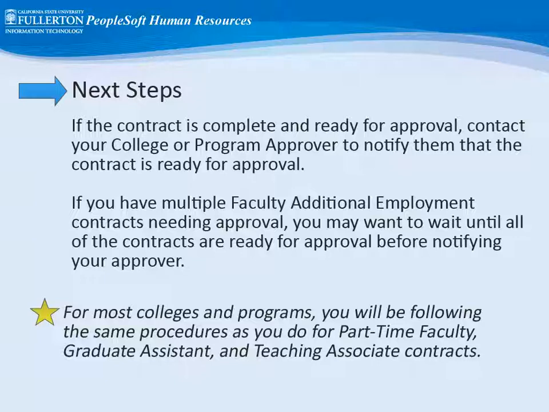If you have multiple faculty additional employment contracts that need approval, you may want to wait until all are ready for approval before notifying your approver. For most colleges and programs, you'll be following the same procedures that you do for part-time faculty, graduate assistant, and teaching associate contracts. Contact your college or program approver if you have any questions about these procedures.